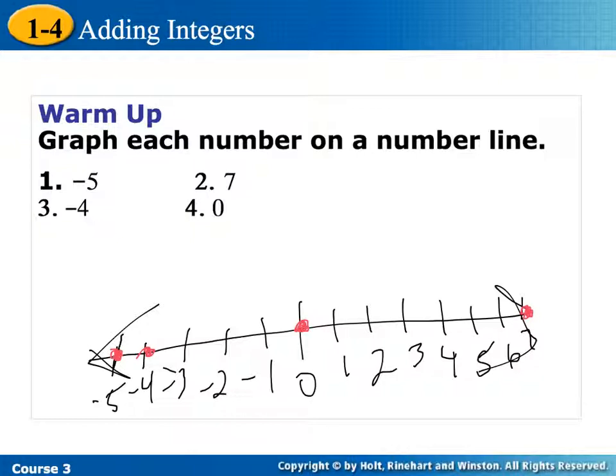We talked about this yesterday. Make sure that you have your points on the number line. Okay, if they're above the number line like this, that doesn't count. It's not on the number line. That keyword: on a number line. Okay, let's move on. Let's get to integers.